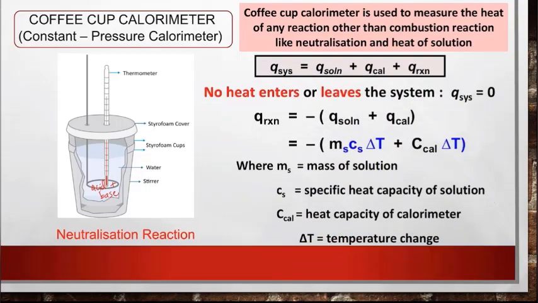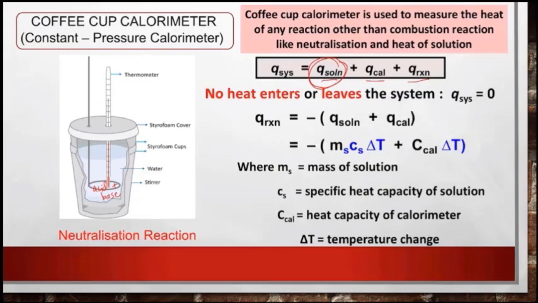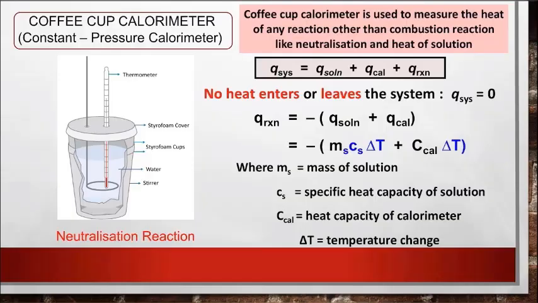This is because the total heat of the system is equal to the heat of solution plus heat of calorimeter and heat of reaction. There is no heat of water because the heat released from the neutralization reaction will be absorbed by the solution that is produced from the reaction between acid and base. Hence, if we rearrange the equation, we can get that the heat released by the reaction equals the heat absorbed by the solution plus the heat absorbed by the calorimeter.